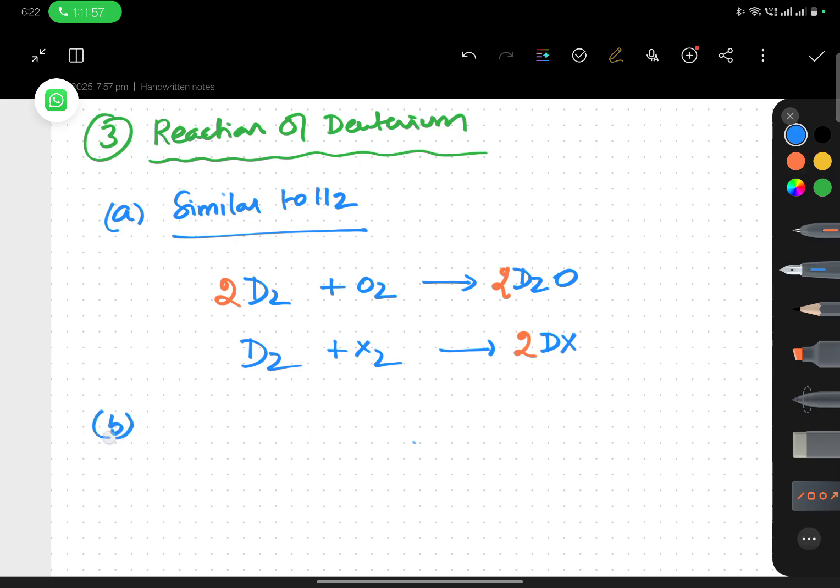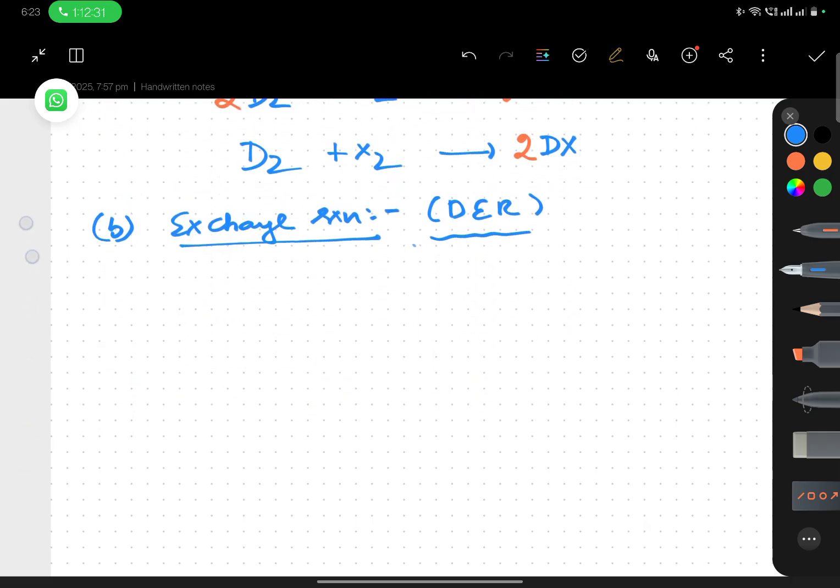Similarly, deuterium can undergo a reaction called exchange reaction. Please make a note. These are all called as DER. What is the full form of DER? Deuterium exchange reaction. What is the full form of DER, ma? Rifa, are you there in the meeting? Yes, sir. What is the meaning of DER? Deuterium exchange reaction.